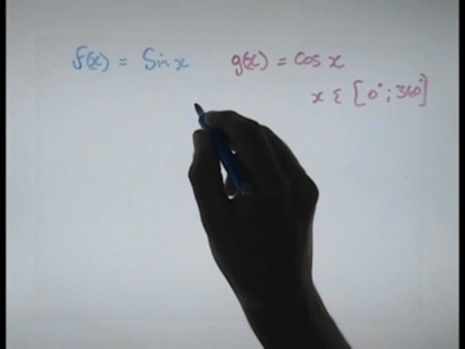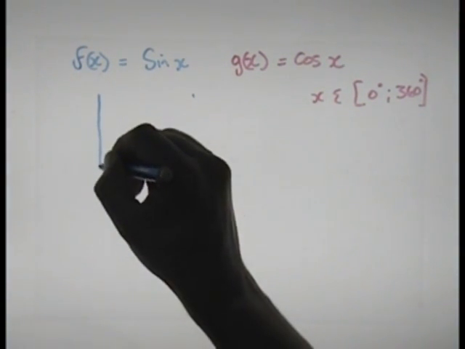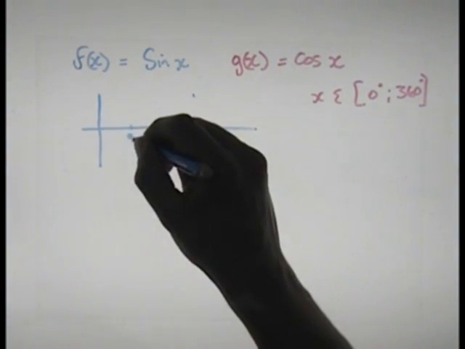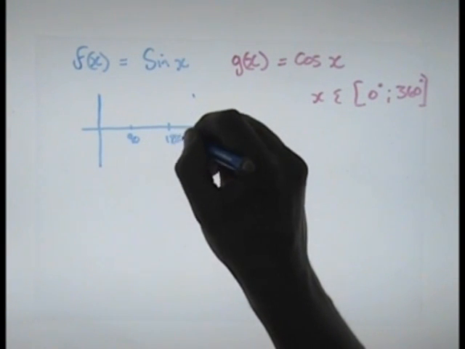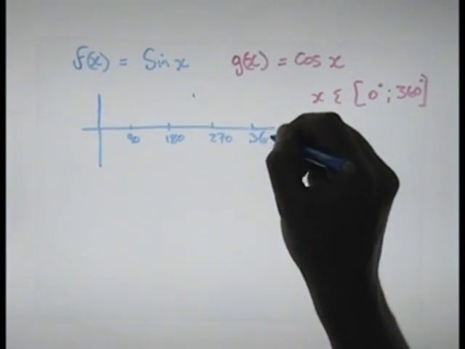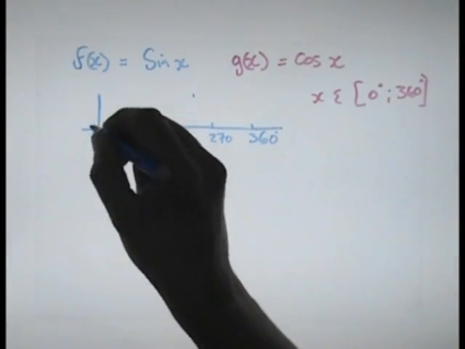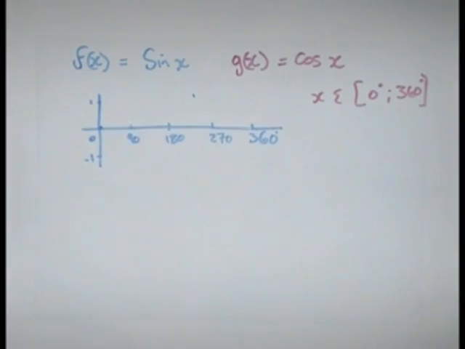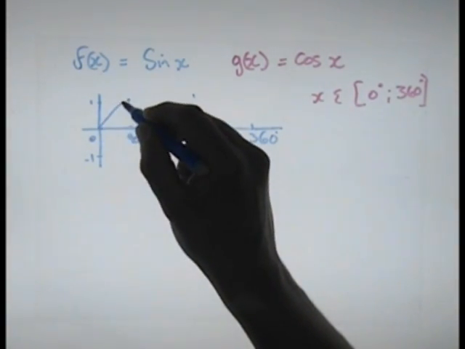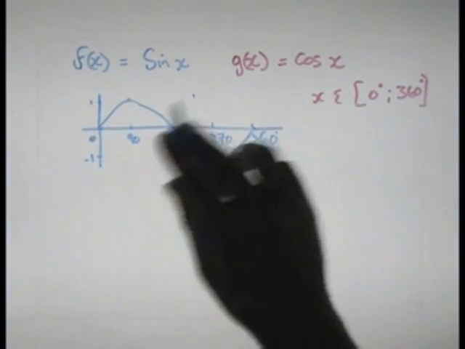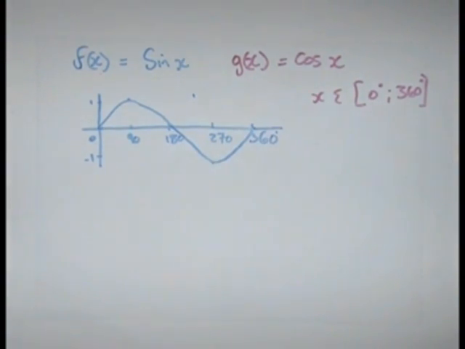I'm going to start off with f of x, and I'm not going to draw too big of a graph. It's 90 degrees, 180 degrees, 270 degrees, and 360 degrees, and obviously that's 0. Let's make that the point 1 and negative 1. To draw sine of x, the standard sine of x graph is going to look like this, and that's the graph sine of x.